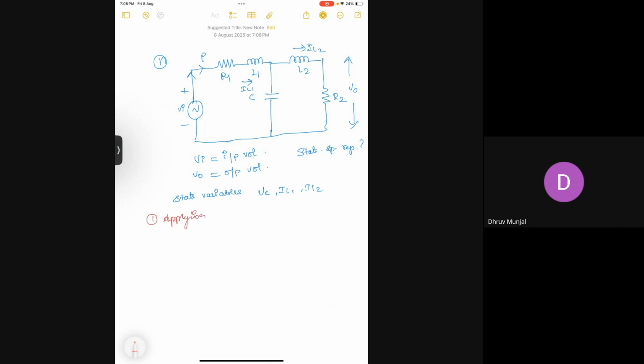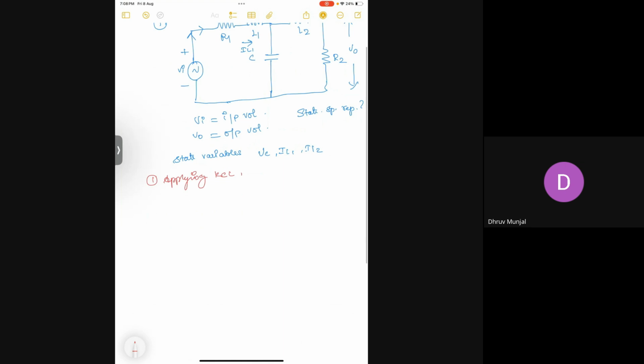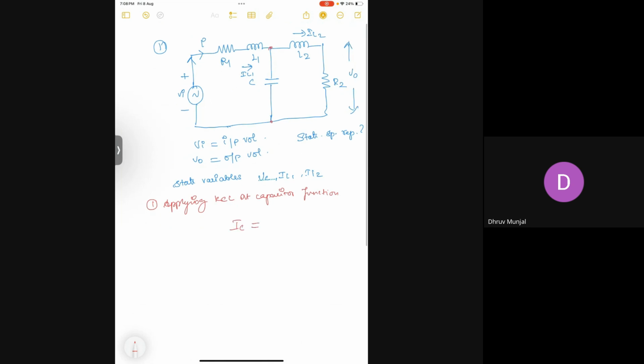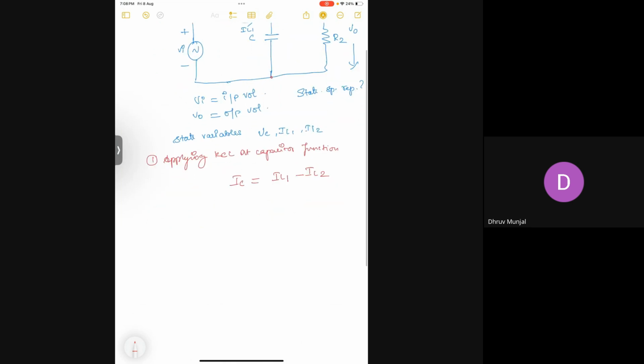Applying KCL to this network at the capacitor junction. The whole capacitor current would be whatever current is flowing in from IL1, and whatever current is splitting here and here. So I can write IC, the current through the capacitor, as the current that remains when it came from IL1 and went to IL2. The remaining one will flow through the IC.